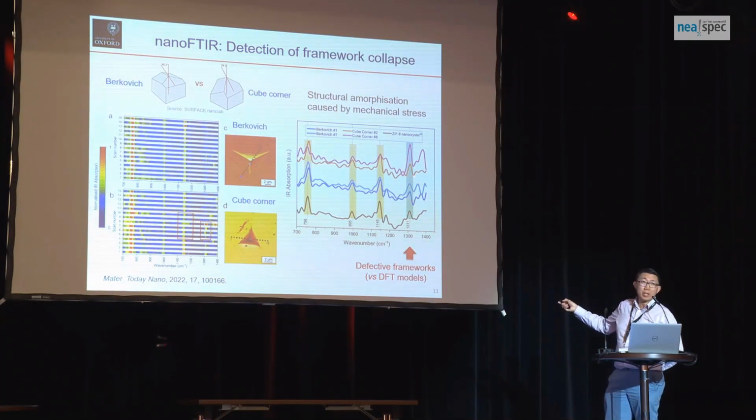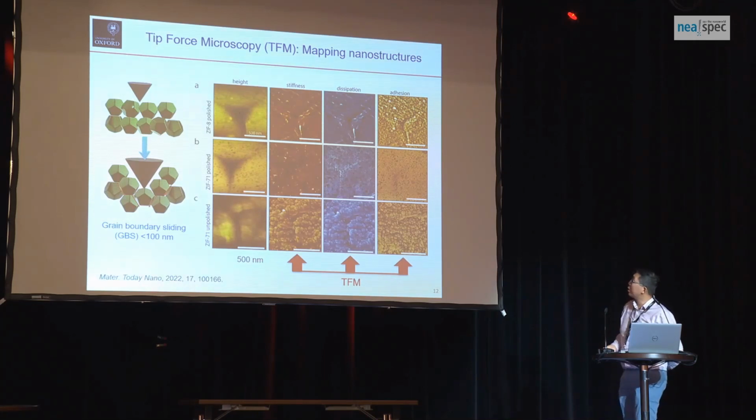And then remarkably, we see some enhancement in intensity. For this 1311, I'm going to tell you later that we have done density functional theory calculations, which suggest that this is due to missing linkers. So we have a breakage of chemical bonds. And this happened only for the cube corner indenter, but not for the Berkovich, due to the stress reason I explained earlier.